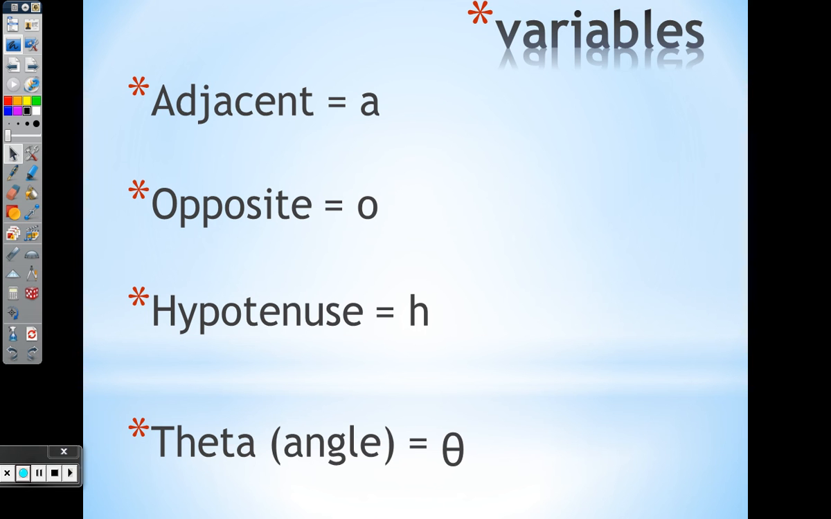So our variables are as follows. Now what type of geometric shape are we using? Triangle. What kind of triangle? A right triangle. It has to have a 90-degree angle. So our variables are adjacent, opposite, and hypotenuse. All of these are in relationship to theta, which is our angle, the angle that we measure. Everybody have these?